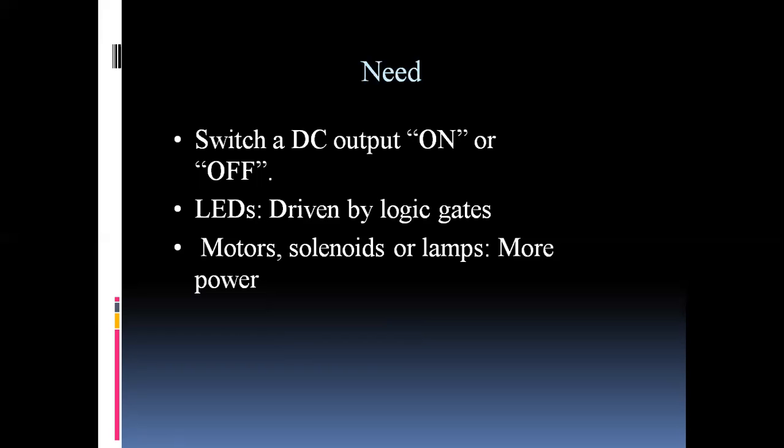So generally we know that LEDs are driven by logic gates, and LEDs require a very small amount of current. That means LEDs can be driven by logic gates whose output voltage is very small, generally up to 5 volts. But for circuits which require more power, for example motors, solenoids or lamps, we should go for a circuit or a component which can handle a large amount of power.